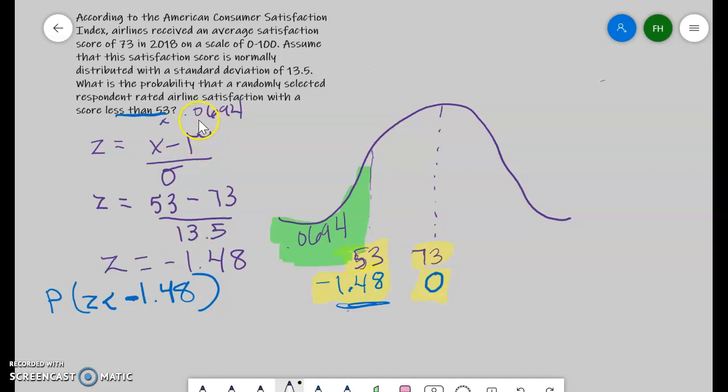And that is how you find the probability of normally distributed data and the probability of the area under the curve or less than probability.